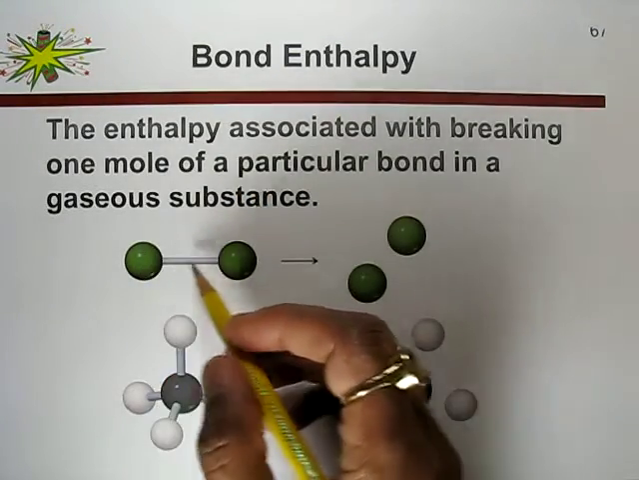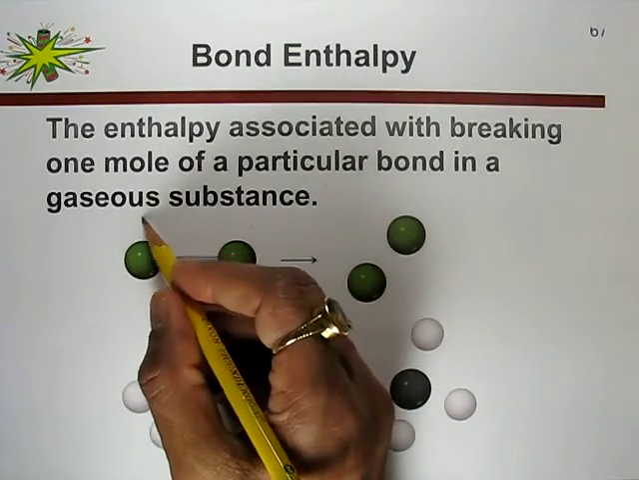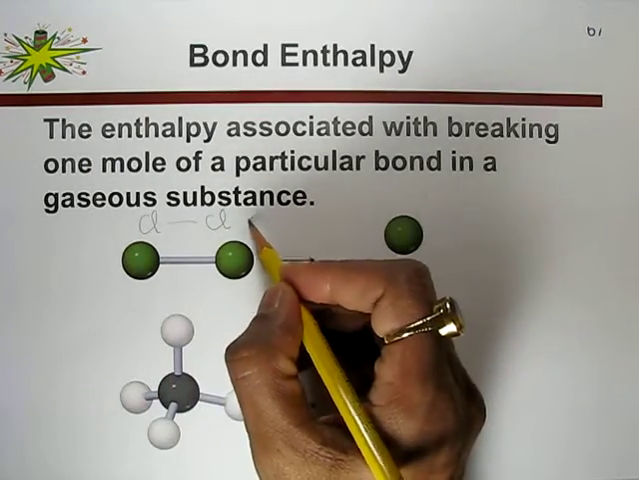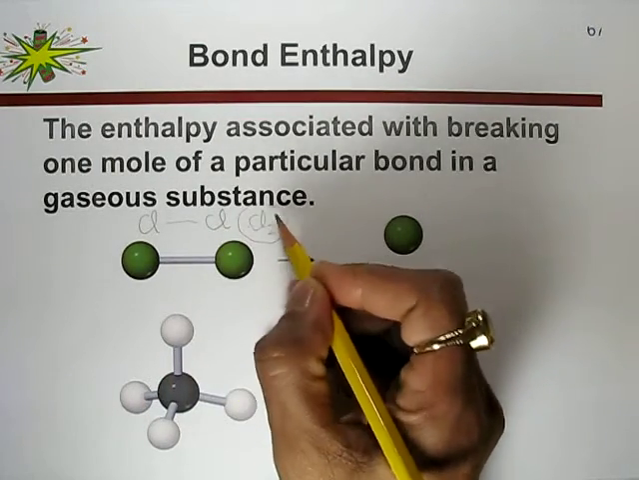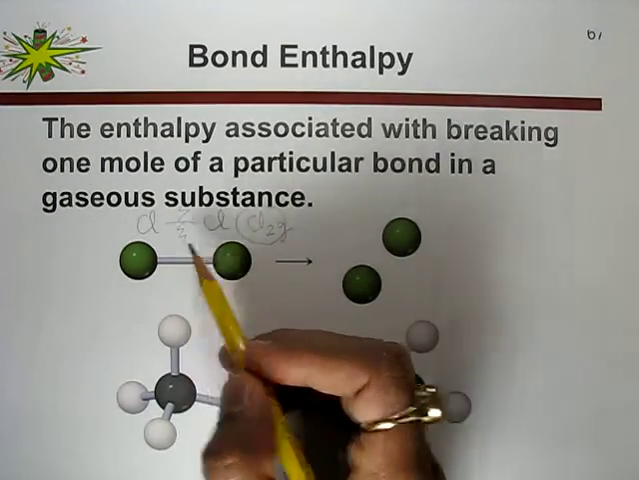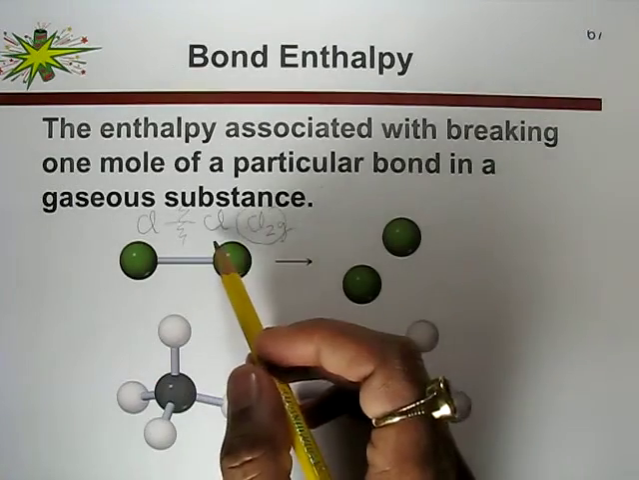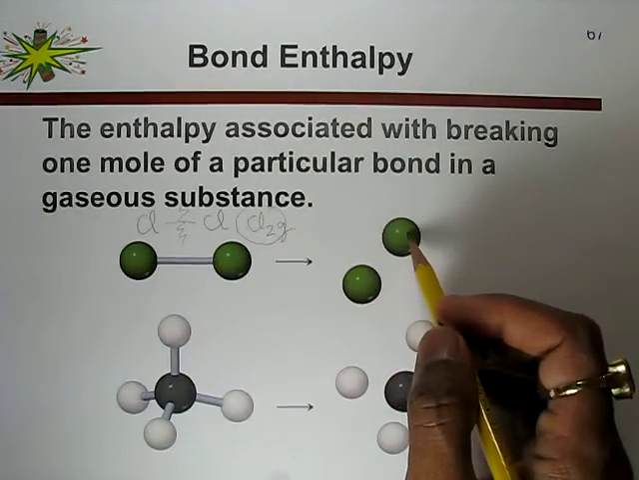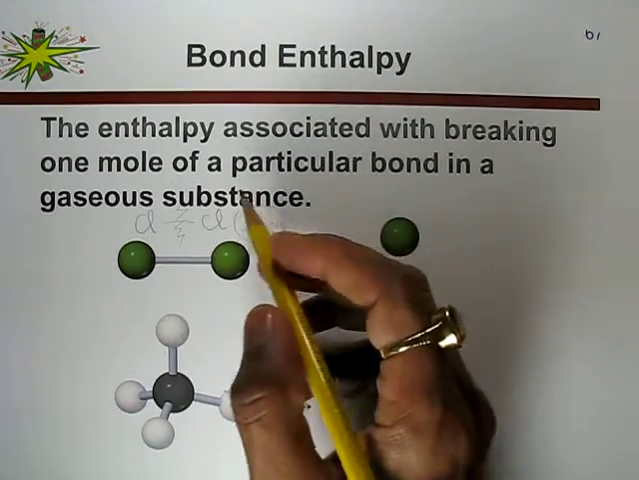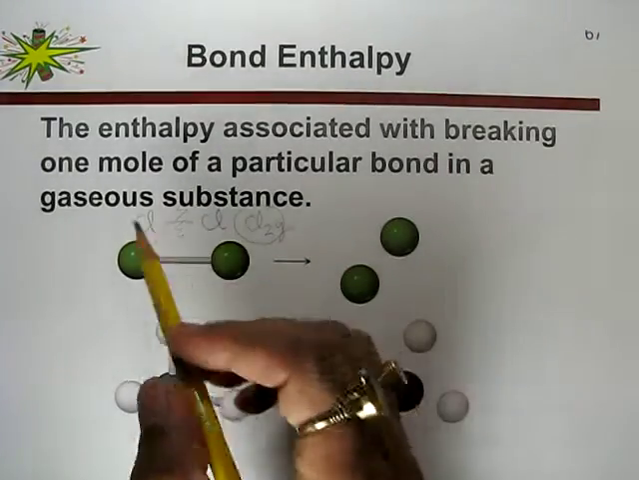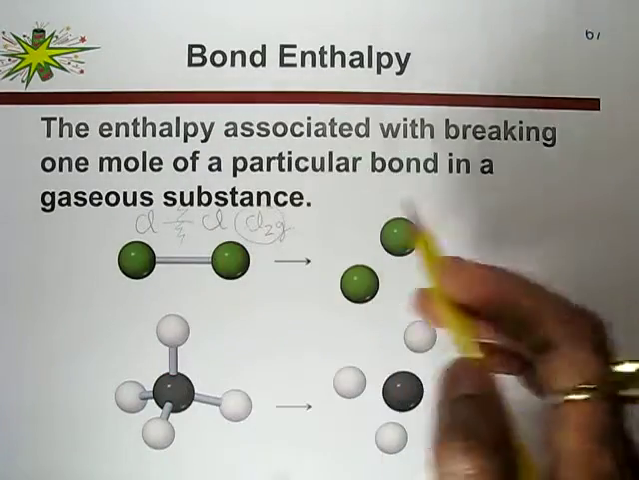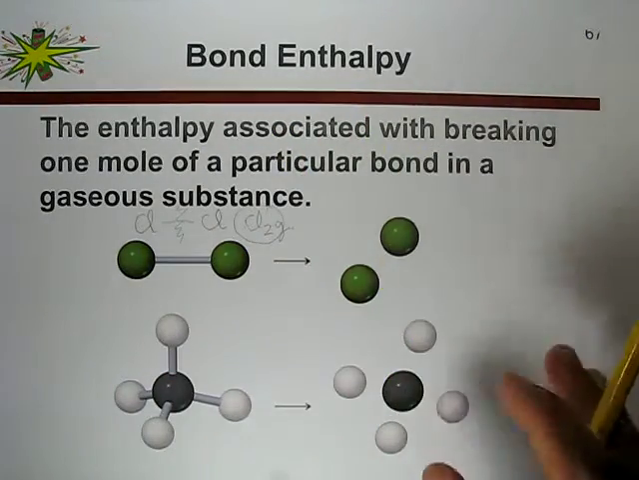For an example, here these two green balls show chlorine. So this is a Cl2 gas, chlorine gas, in the gaseous form, and when we have to break this chlorine molecule into its elemental form in the gaseous state, there is some energy required to break this bond, and to break 1 mole of gaseous bond, that is called the bond enthalpy.